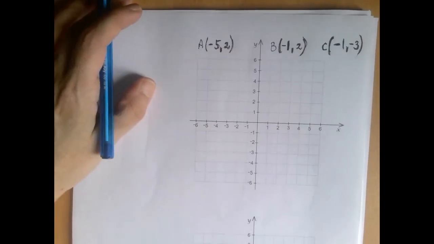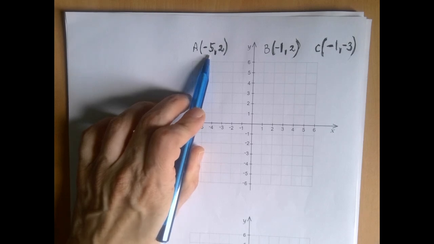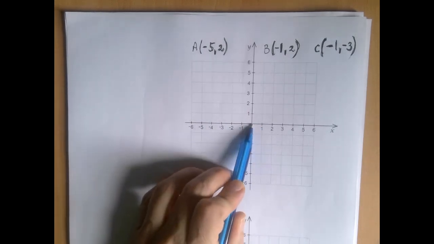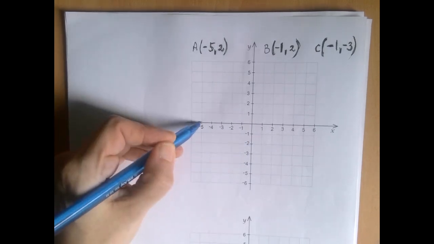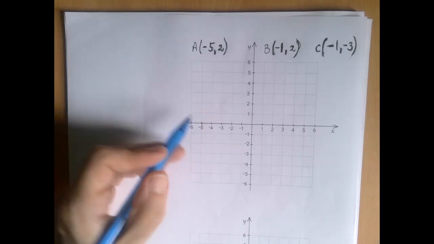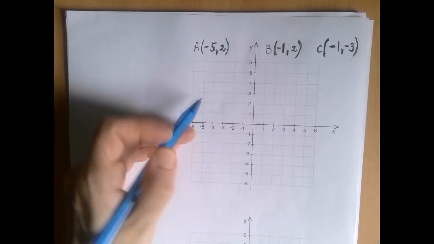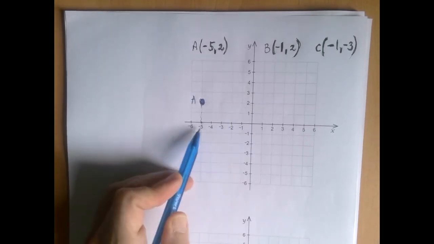A, the two coordinates are negative 5, 2. So the first number is the horizontal coordinate. So from the origin horizontally, negative 5 means go 5 to the left. Here is the number that tells us. And then from here the y coordinate is plus 2. So then up 2. And this is A. And you can see the perpendicular projections are negative 5 and 2.